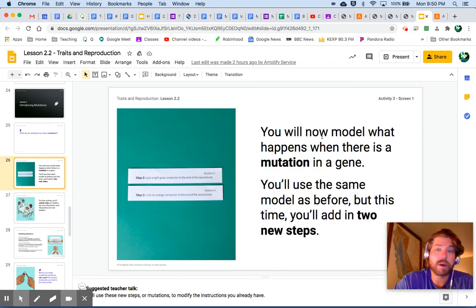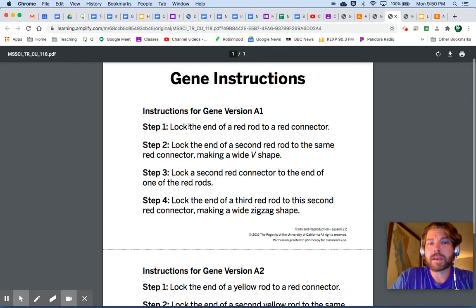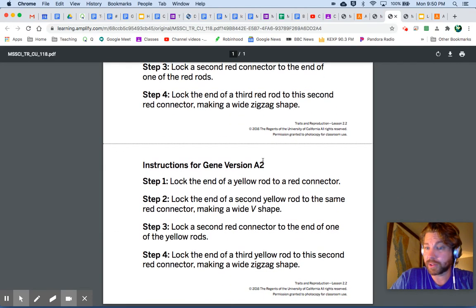You will now model what happens when there is a mutation in a gene. You'll use the same model as before, but this time you'll add in 2 new steps. What actually happened before was you would have received 4 steps, like how to make your model. They'd look like this: step 1, step 2, step 3, step 4. If you were making gene version A1, or gene version A2, you would have received these instructions: step 1, step 2, step 3, step 4.